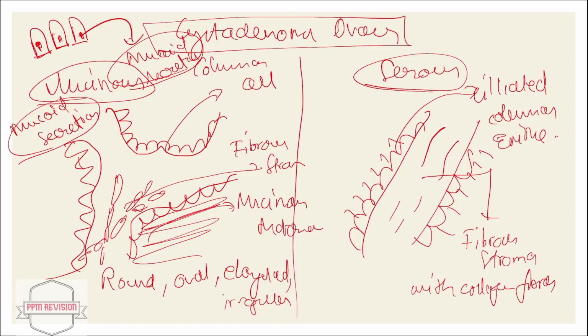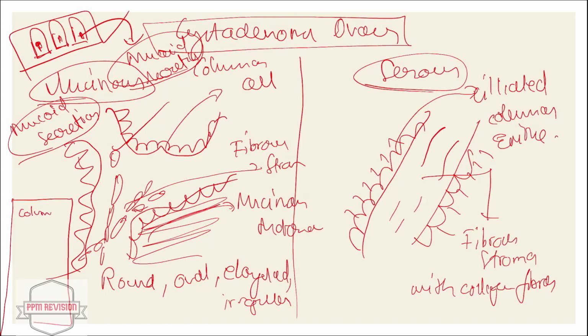So here I can tell you some important points: the presence of columnar epithelium, the presence of fibrous stroma, and the presence of mucinous material. Let me summarize what we have learned. These are the important points: columnar epithelium, fibrous septa and mucinous material.